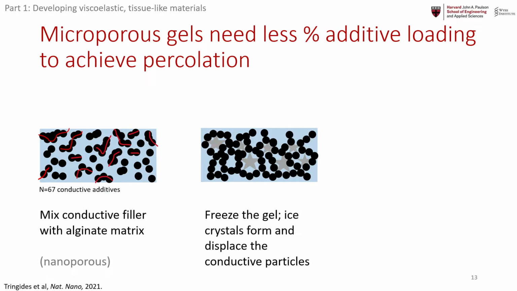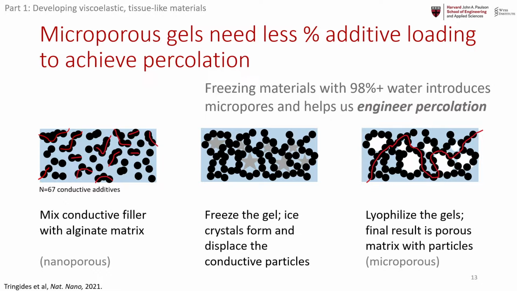But for the same geometry and number of particles, if we instead have ice crystals and freeze the gel, we then displace all the conductive particles around the ice. And then when we remove the ice through lyophilization, we have this porous structure which we can cross-link and preserve. So then with the same number of particles, we're now able to have that percolating path. And it's important because it's really the alginate that is so soft and viscoelastic. So the more of these additives that we're adding, we lose that viscoelasticity. So we really want as few additives in our system as possible.